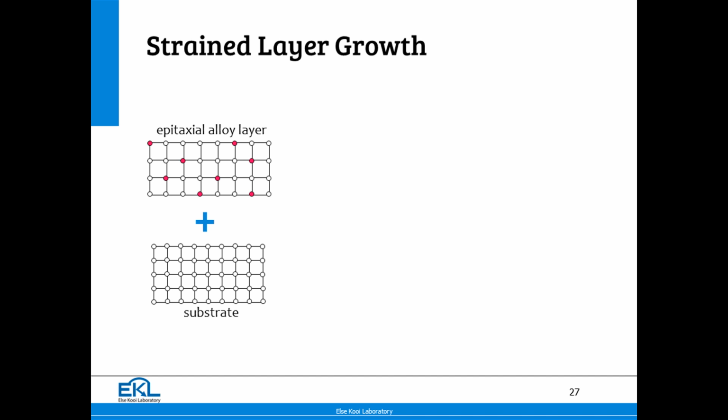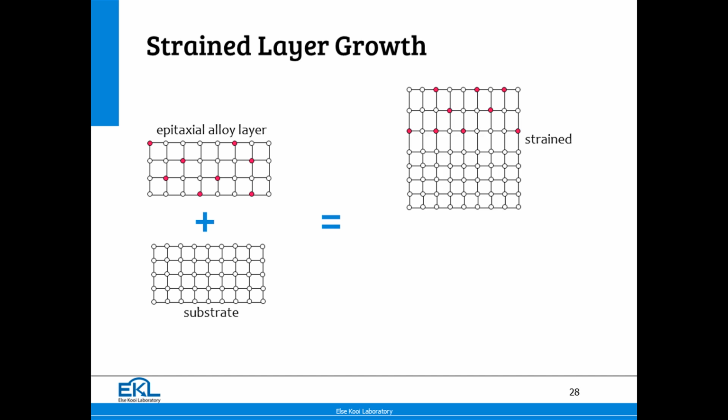Here's the substrate, say silicon. Here's the silicon germanium alloy layer with a slightly larger lattice constant. The lattice constant is uniformly distributed. If you grow one on top of the other, you start like this. The crystal with the larger lattice constant adapts to the underlying silicon crystal. It is compressed and elongated in the vertical direction. And that is the strained layer on top.